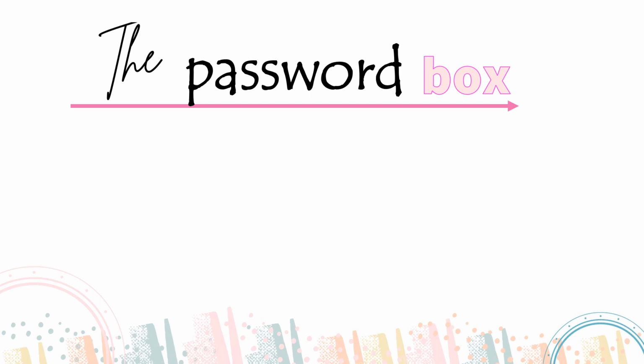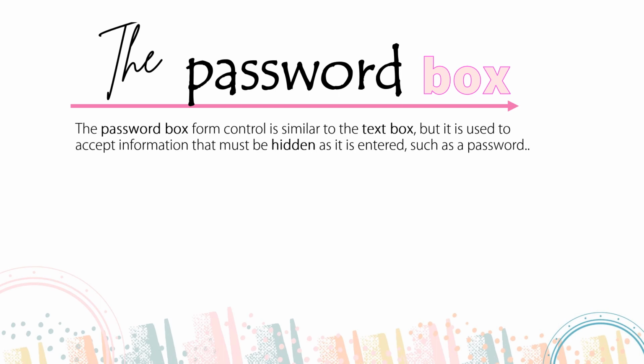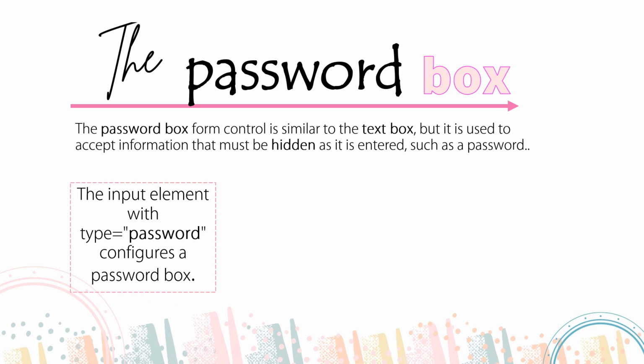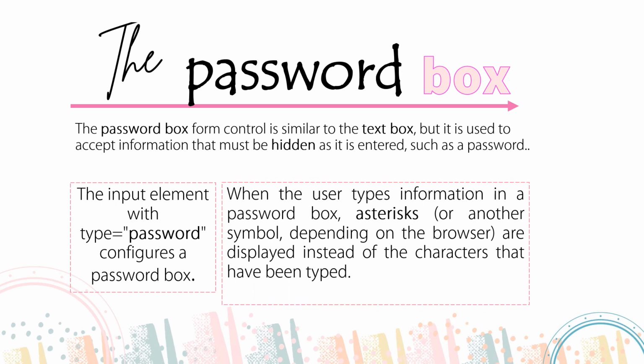What is the password box? The password box form control is similar to the text box, but it is used to accept information that must be hidden as it is entered, such as a password. The input element with the type password configures a text box. When the user types information in a password box, asterisks or another symbol, depending on the browser, are displayed instead of the characters that have been typed.